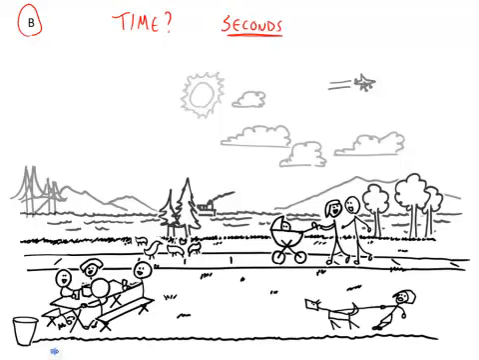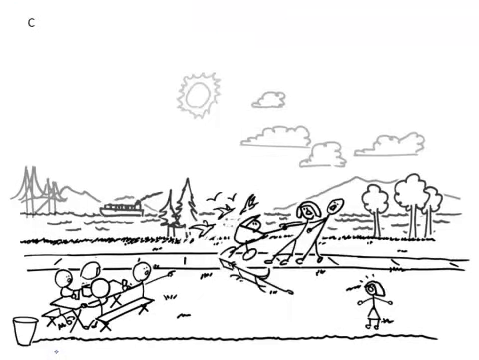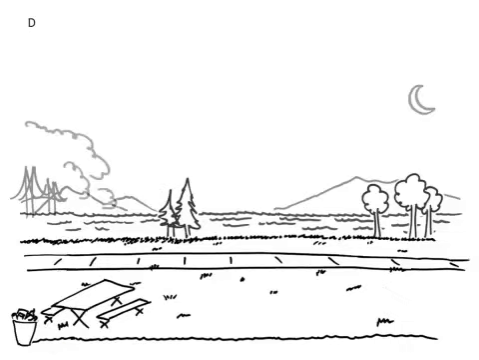Now, let's continue. We're going to go on to the next picture in the sequence. This is now picture C. I hope you're seeing that something new has happened. And now we're going to go on to the last picture. This is picture D. And I hope you can see that something else has happened.